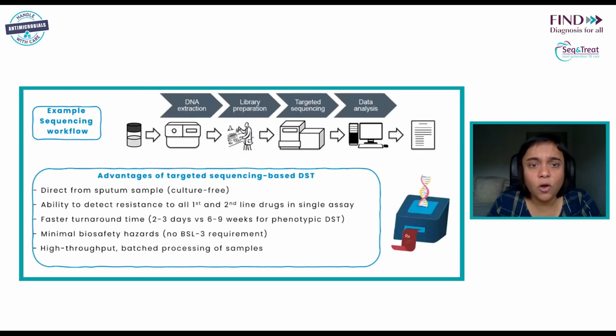Targeted sequencing can offer comprehensive DST for TB samples, direct from patient samples. It allows detection of resistance to first and second line drugs in a single test within as little as 48 hours. It can be scaled for any number of samples and has lower biosafety requirements than culture.